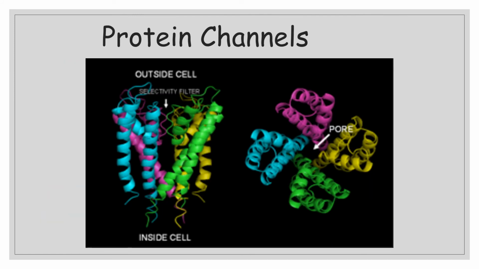So this is a 3D computer-generated mock-up of a protein channel. As you can see here, there's 4 different protein molecules that all link together. They would sit within the phospholipid bilayer, and right in the middle here is a pore that would selectively allow different molecules to pass from outside the cell into the cell.